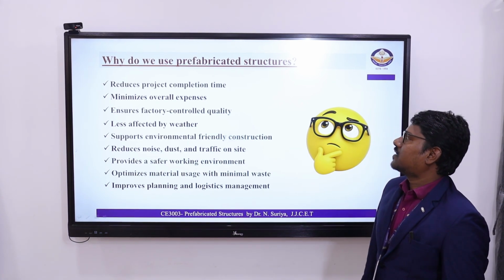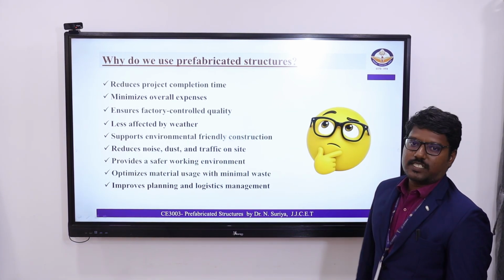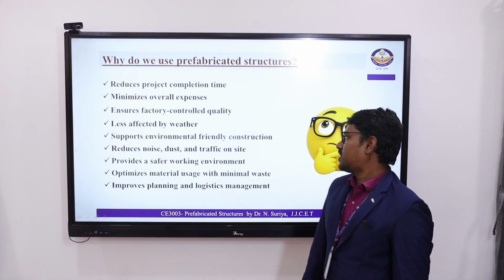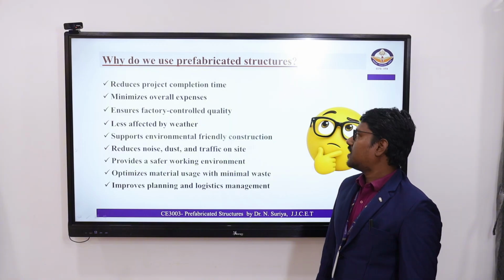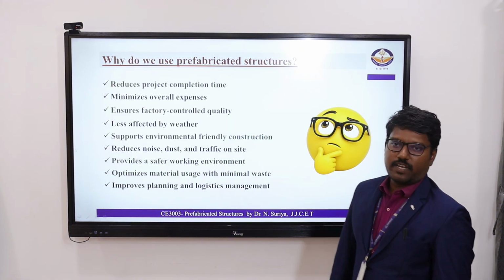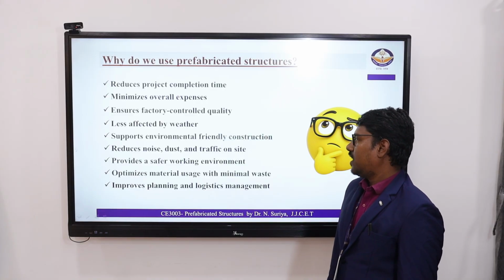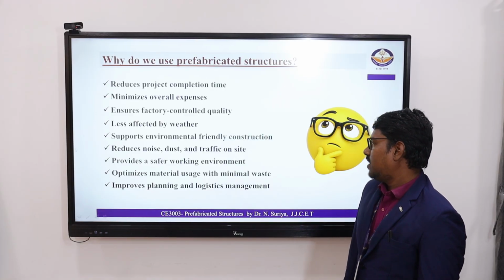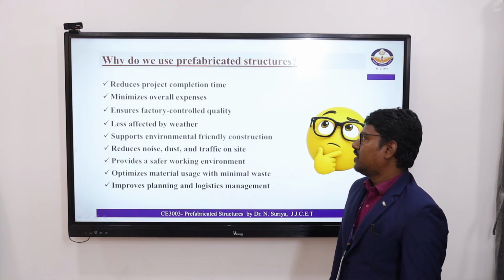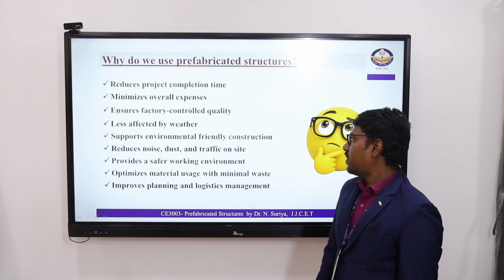Then next, why do we use prefabricated structures compared with the normal traditional building construction process? The justified answers are, it ensures factory controlled quality and supports environmentally friendly construction and optimizes material usage with minimal waste and improves planning and logistic management, so it is less affected by weather particularly.